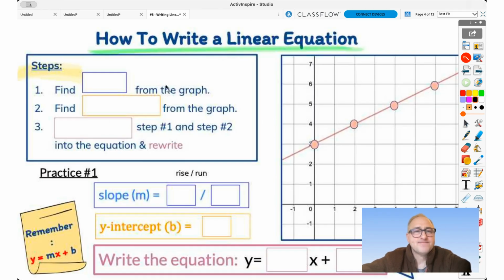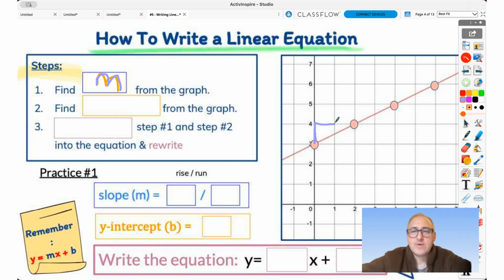Let's move on. All right, you can see here we've used top teacher behavior, and we have this little remember post-it note that says y equals mx plus b. That's our final equation. So first we have to gather our information. Step 1, find the blank from the graph. Remember, the first thing we're going to do is find the m, or the slope. I should use top teacher behavior and put that in blue because I've color-coded it here. So slope is rise over run.